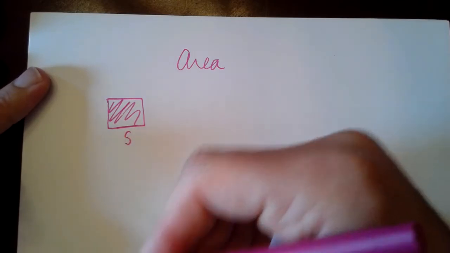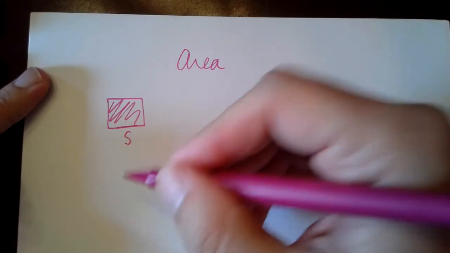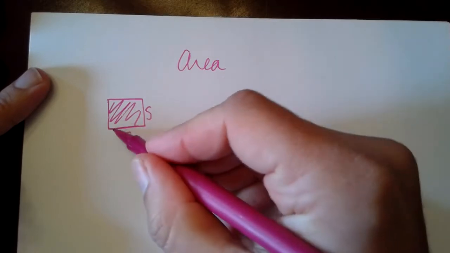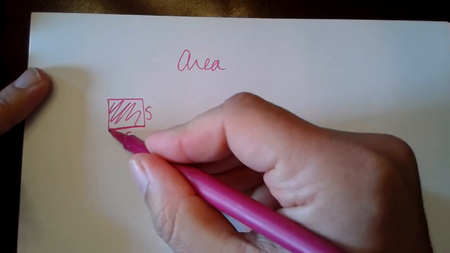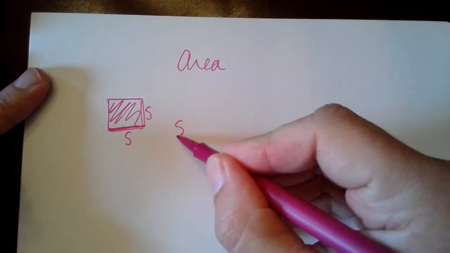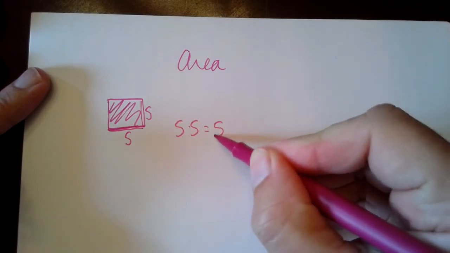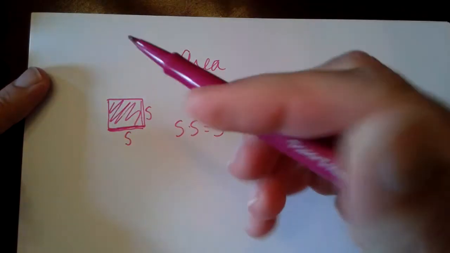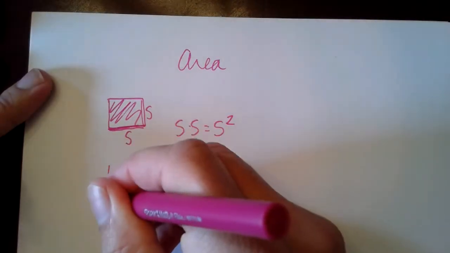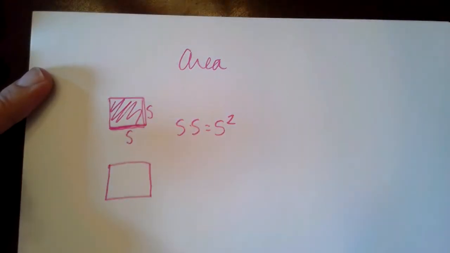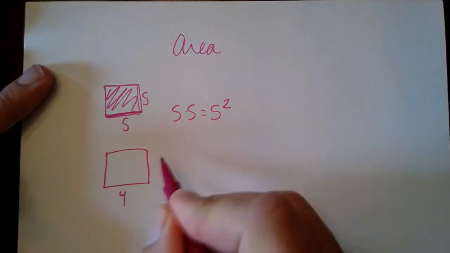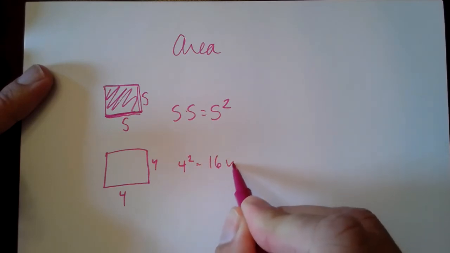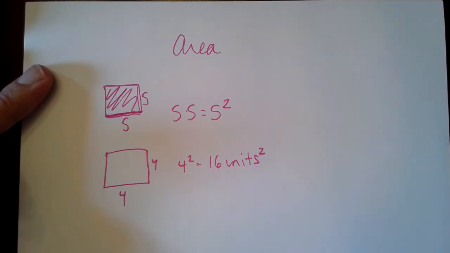length of s. I don't need to say base times height or length and width. If this is a side, this is also a side. It's the same. So the area of a square is going to be the side times the side, or a side squared. That'll tell me how much area is inside of that figure, how much space it takes up. An example, numerically: if this was 4, this would also be 4, and the area would be 16 units squared.